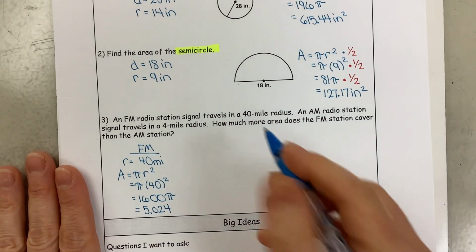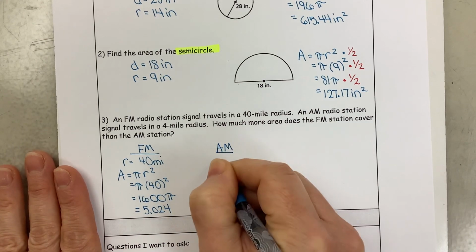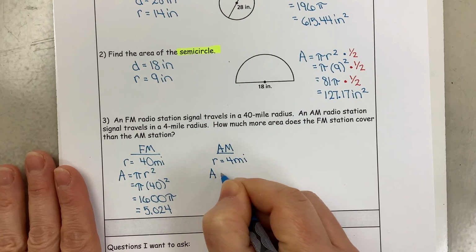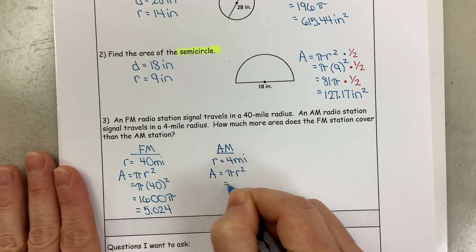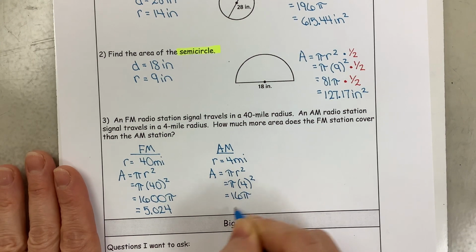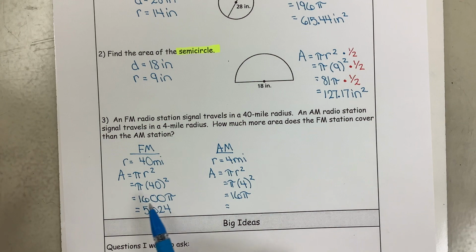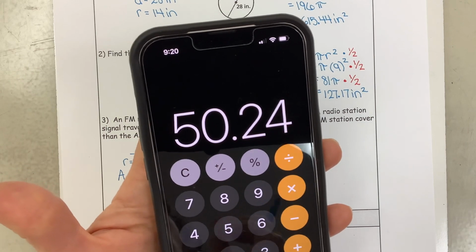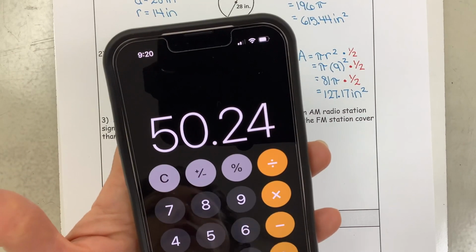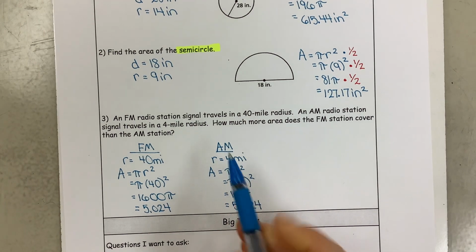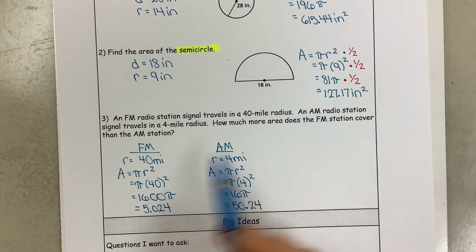But now an AM radio station signal travels in a 4-mile radius. Doesn't go very far, does it? So what we're going to do is, again, we're going to find the area. So pi r squared. We know our radius is 4. So 4 squared is 16, so 16 pi. Now, it looks like it should be the same kind of numbers, just we're missing the 2 zeros. So let's try it. 16 times 3.14, and we get the exact same numbers, except our number is 2 spots smaller, okay? The decimal has moved 2 times. So this is 50.24.